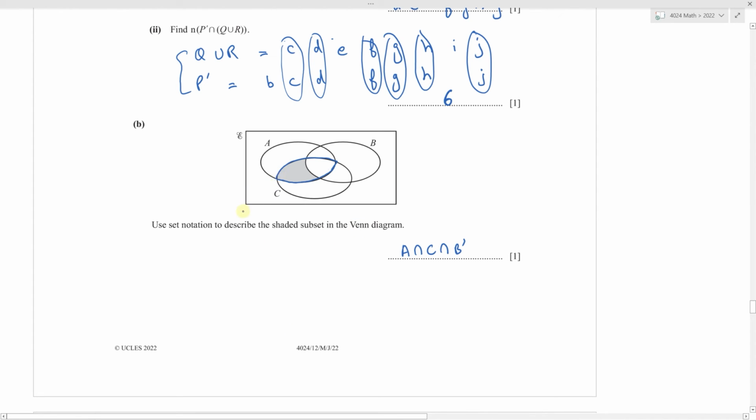So A intersection C will give you the whole of this. And then to exclude this, you will add intersection B complement. That means everything outside of B, but within this blue area, which is denoted by A intersection C. So A intersection C intersection B complement gives you this shaded area.